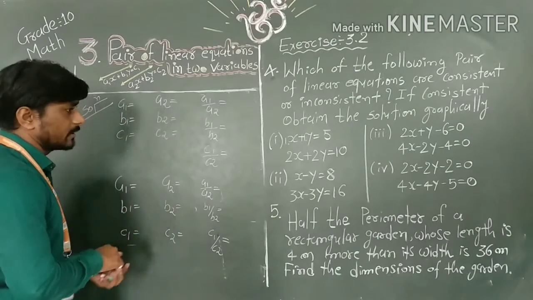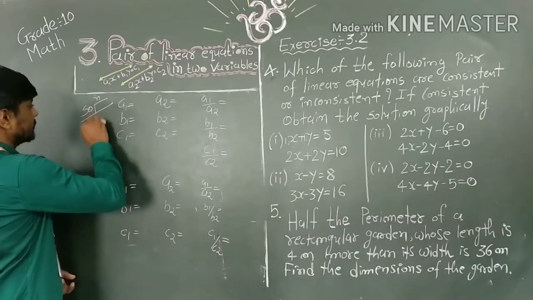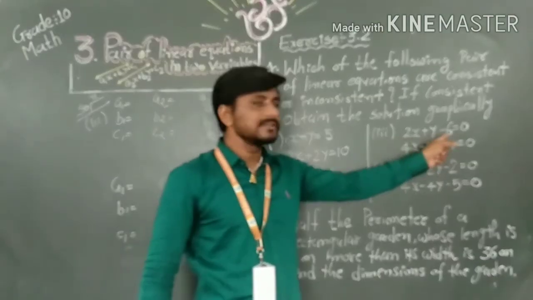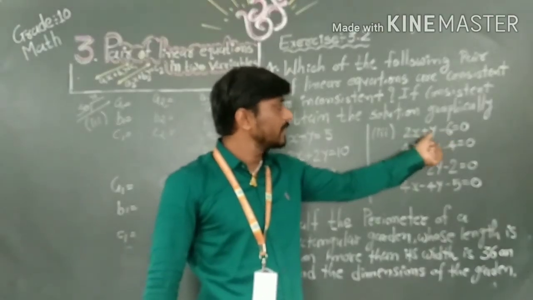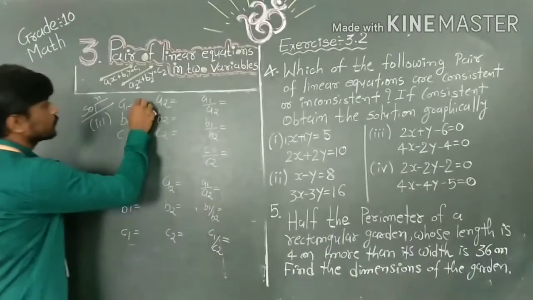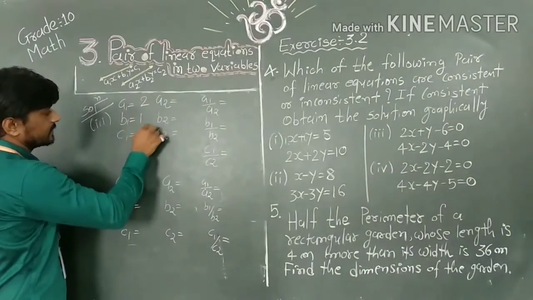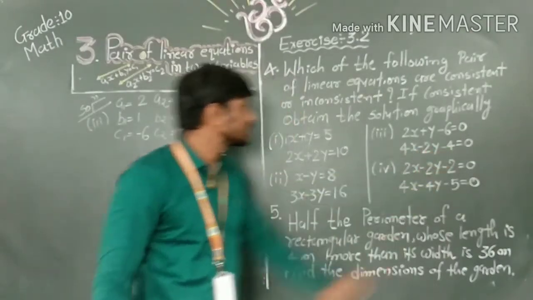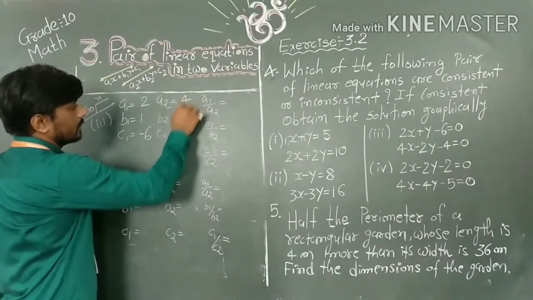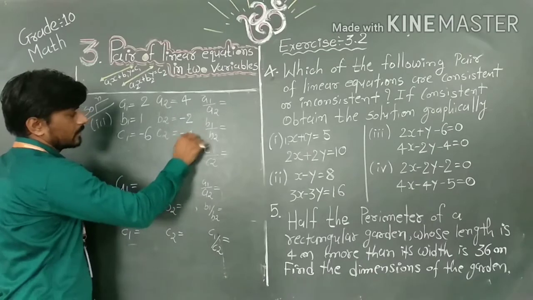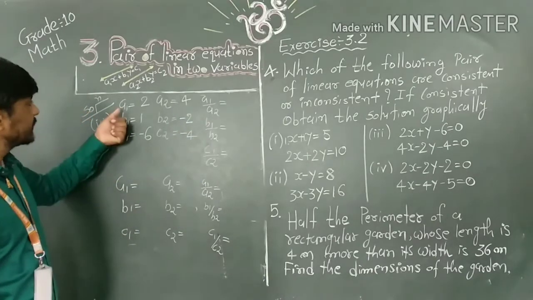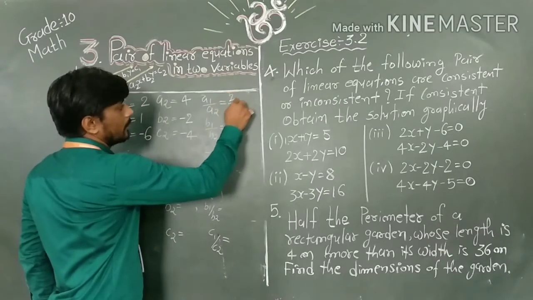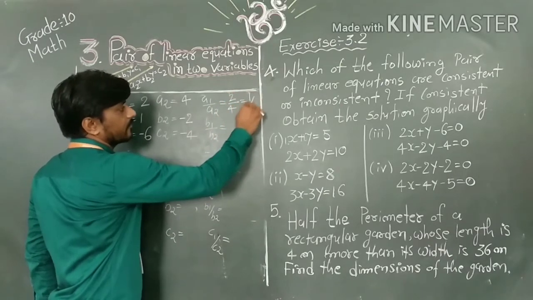What is the third example? Here a1, b1, c1 are 2, 1, minus 6. For the second equation, 4, minus 2, minus 4. Now find the ratio a1 upon a2, that means 2 upon 4, that means 1 half.